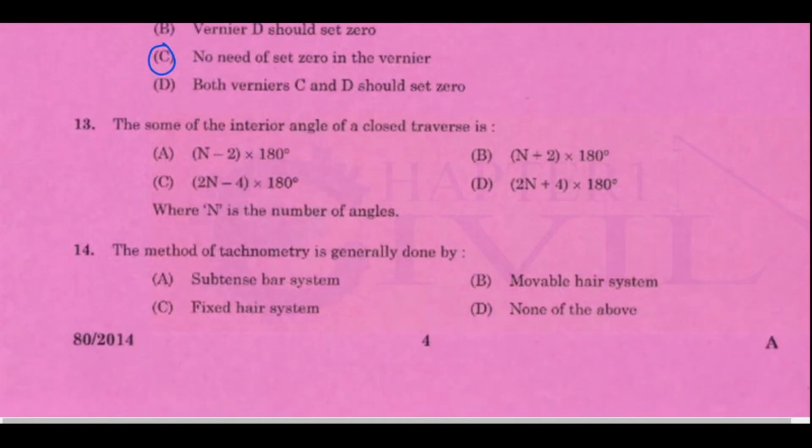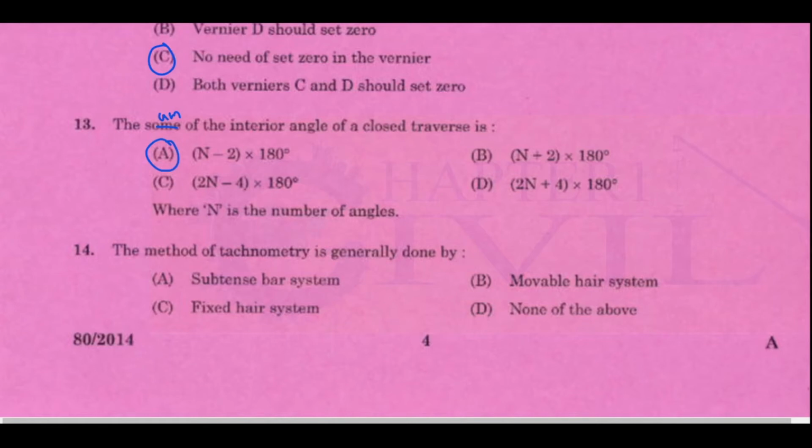Question number 13. The sum of the interior angles of closed traverse is n minus 2 into 180 degree, n plus 2 into 180 degree, 2n minus 4 into 180 degree, 2n plus 4 into 180 degree. For a closed traverse, it is n minus 2 into 180 degree. The sum of the interior angles of a polygon is the same equation, the sum of the interior angle of a closed traverse.